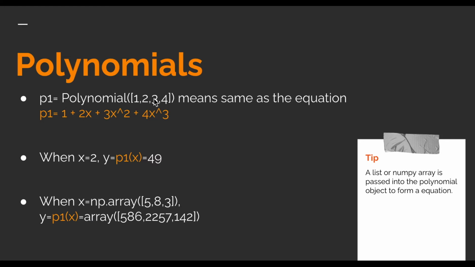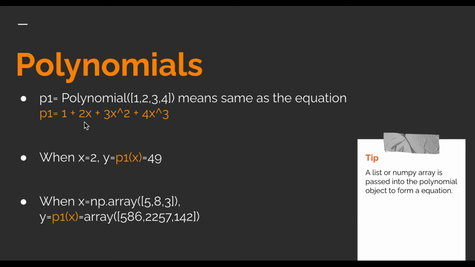As I've said before, the power of x increases as we move deeper into the list. So it's very easy to write polynomials like this, and thus we will be using these polynomial objects to write our equations, the functions of which we will be calculating the derivatives of. So after writing the function, what do we need to find the derivative?